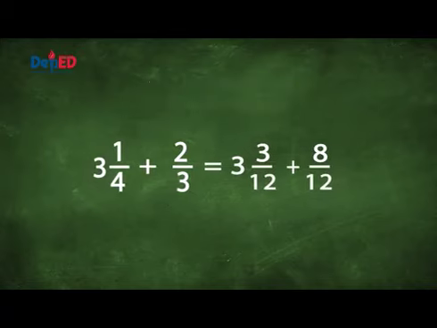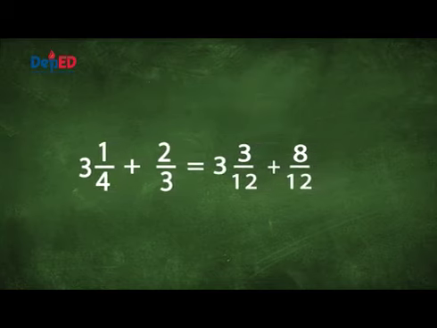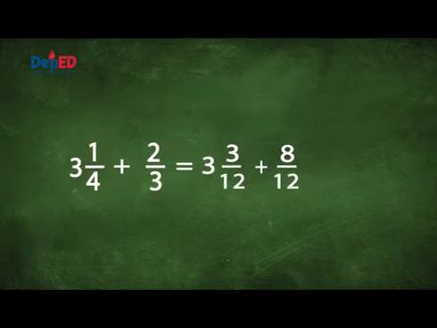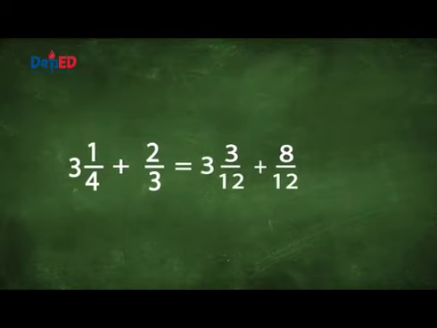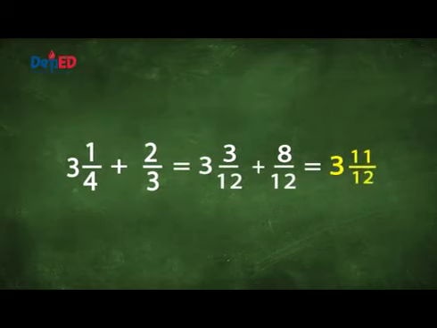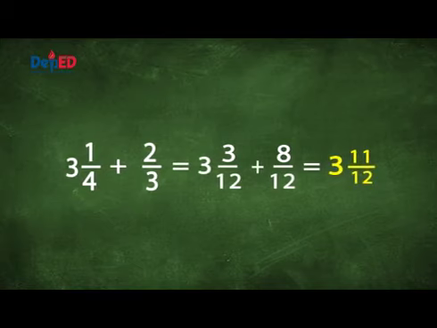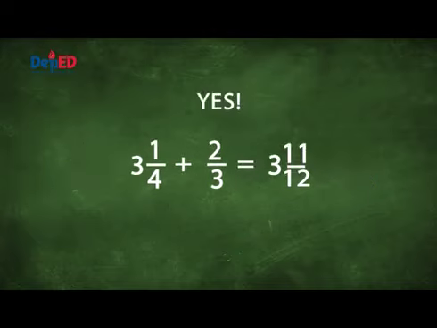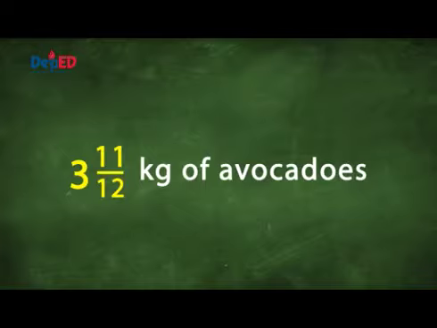Step 3. Since we are adding mixed numbers, add first the whole numbers. But we have only the whole number 3, just copy it. Then, add the numerators. 3 plus 8 equals 11. And copy the common denominator, 12. We have 3 and 11/12. Is it already in lowest term? Yes. 3 1/4 plus 2/3 equals 3 and 11/12. So our final answer in the problem is 3 and 11/12 kilograms of avocados.